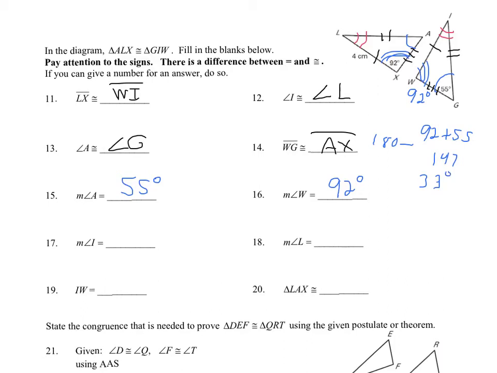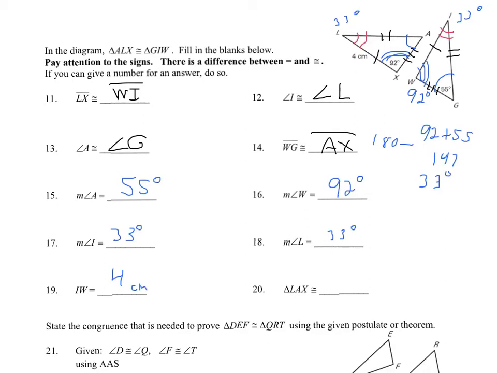So that means angle I is 33 degrees, along with angle L is also 33 degrees. So I'll go ahead and fill both of these in. I is 33 degrees, the measure of angle L is also 33 degrees. Alright, number 19 says IW. IW is right here, and we want to know what's that equal to. Well, it's equal to the same length as LX, but we know LX is 4. So let's be more specific and just put down 4, or 4 centimeters.